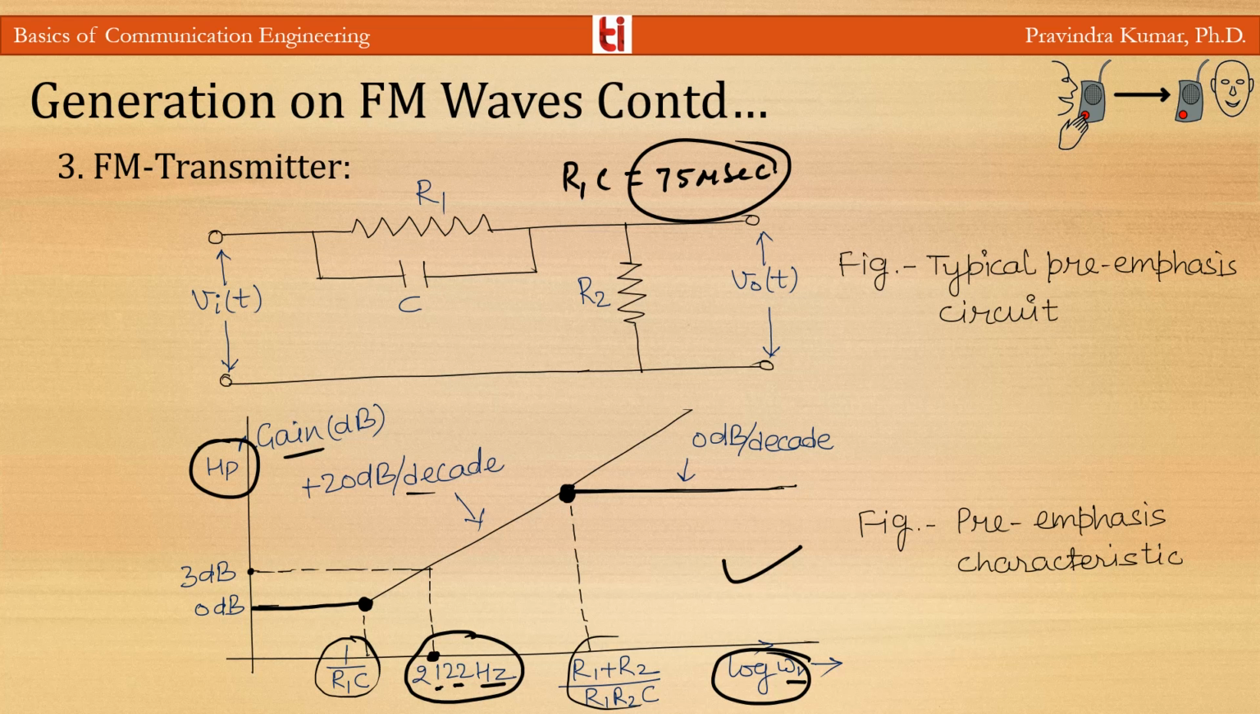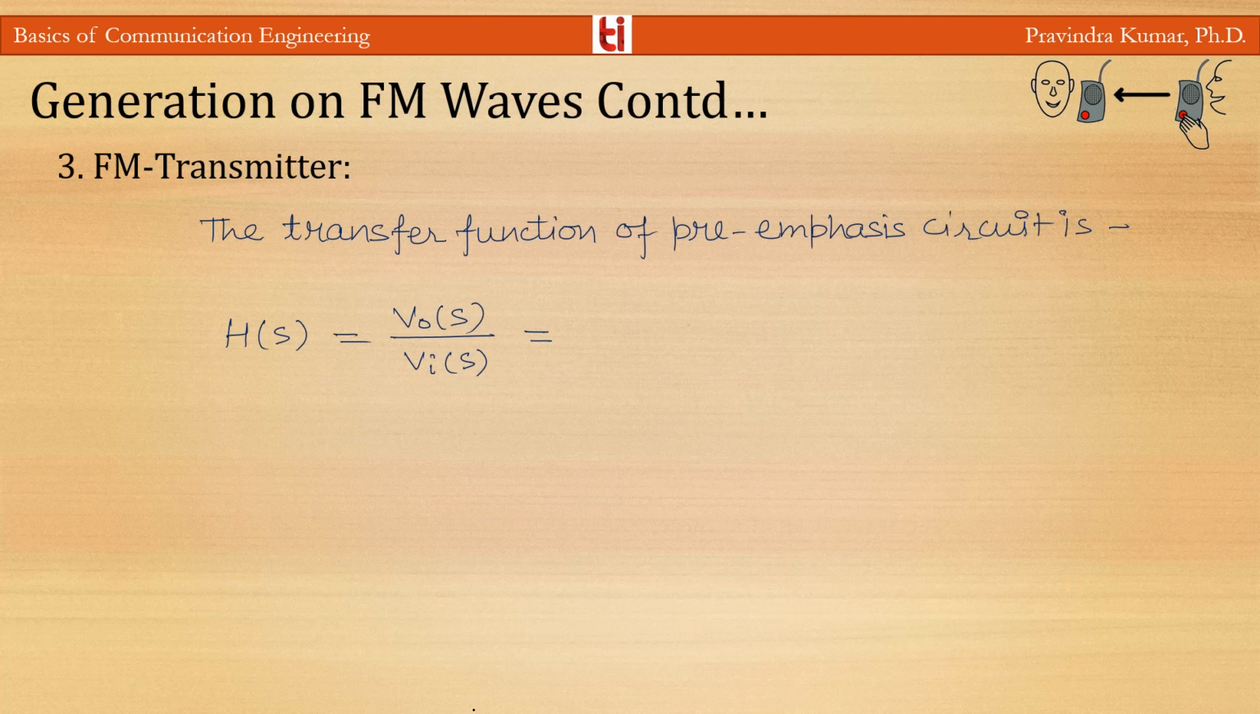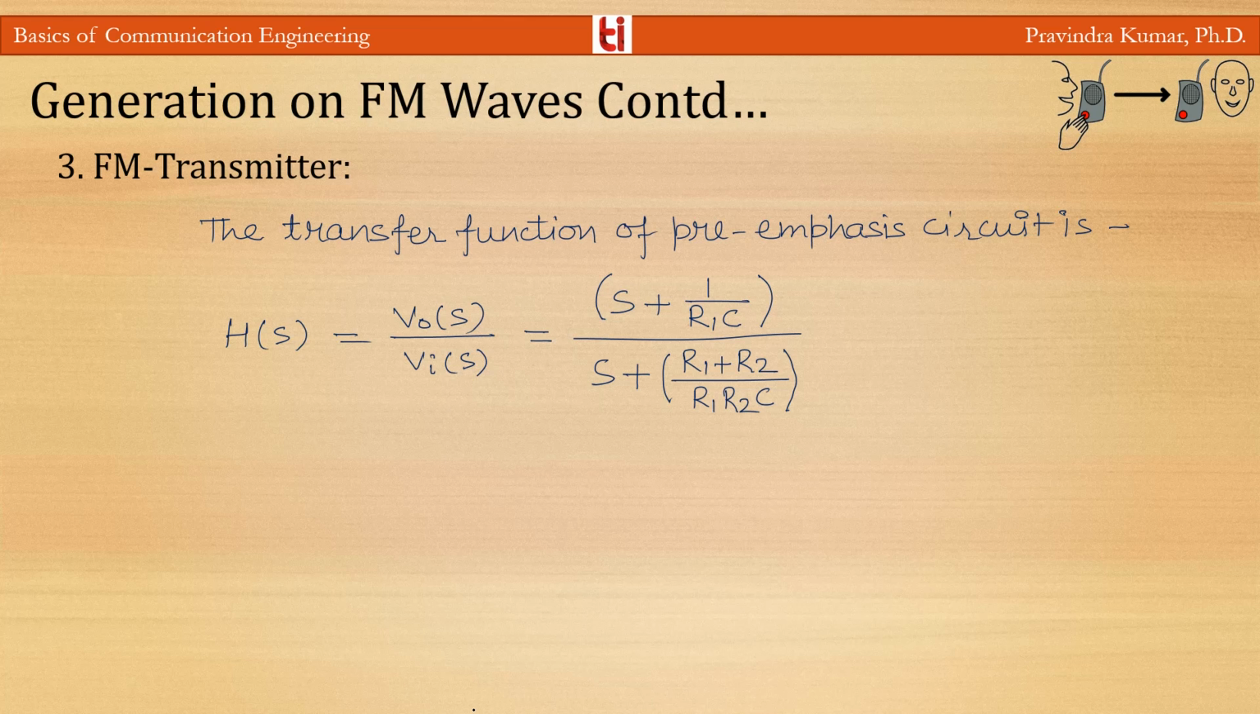The corner frequency of the RC high pass network or filter is 2122 Hertz, as you can see at the 3 dB gain point. So the transfer function of the pre-emphasis circuit H(s) is V out by V in, or plus 3 dB divided by minus 3 dB per decade point, and it is (s plus 1 by R1C) divided by (s plus (R1 plus R2) by R1R2C). This is plus 20 dB per decade and this is minus 20 dB per decade.